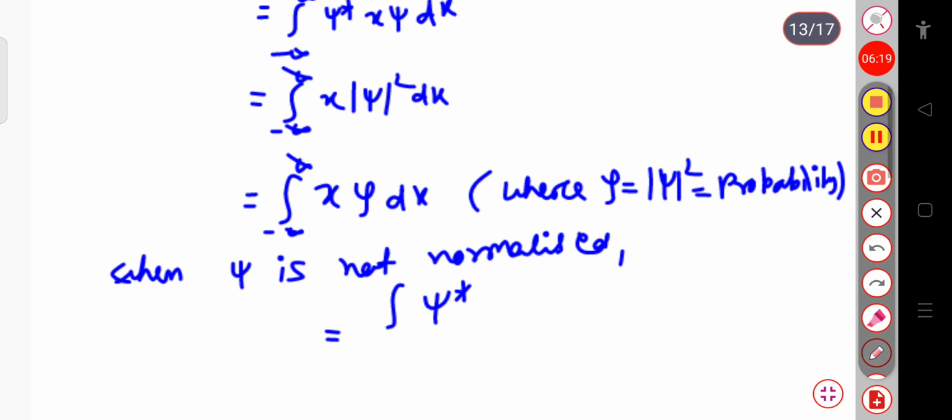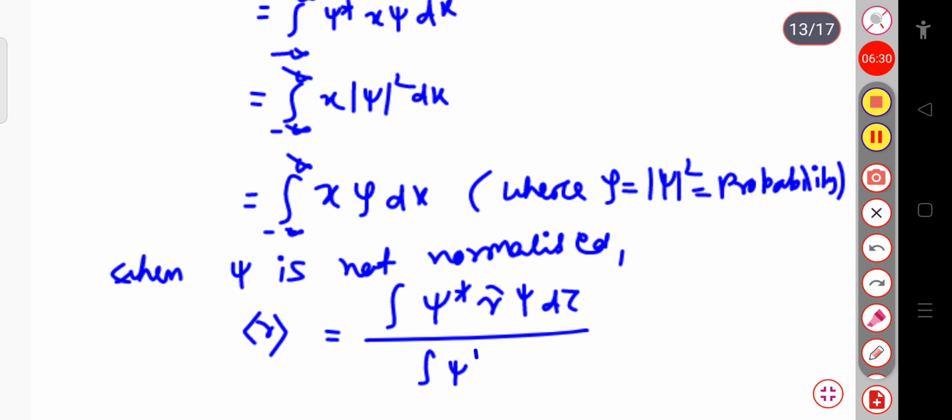Let me write in the three-dimensional system: the expectation value of r equals the integral of psi star r cap psi d tau divided by the integral of psi star psi d tau. This is in the three-dimensional system. If it is in one dimension, this is simply the expectation of x equals the integral of psi star x cap psi dx divided by the integral of psi star psi dx, and this is the condition when psi is not normalized.